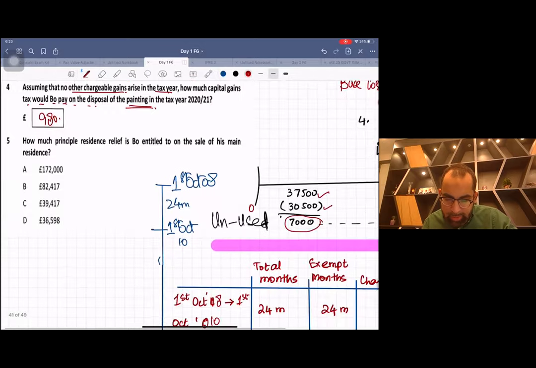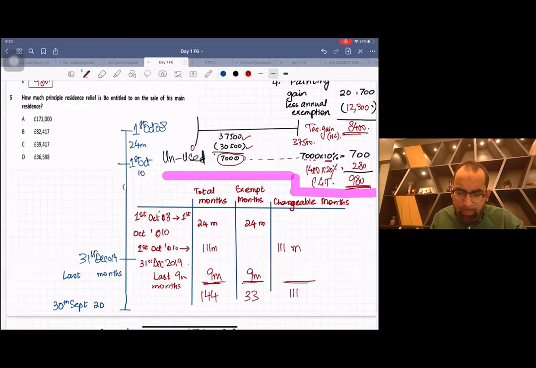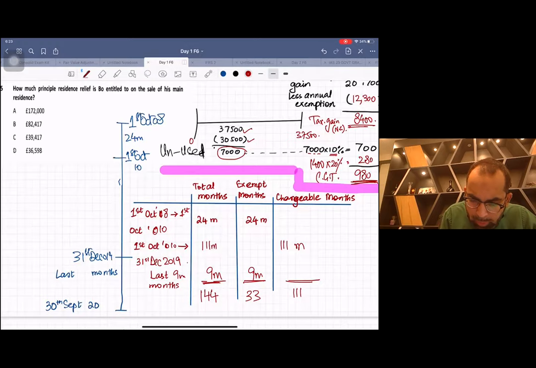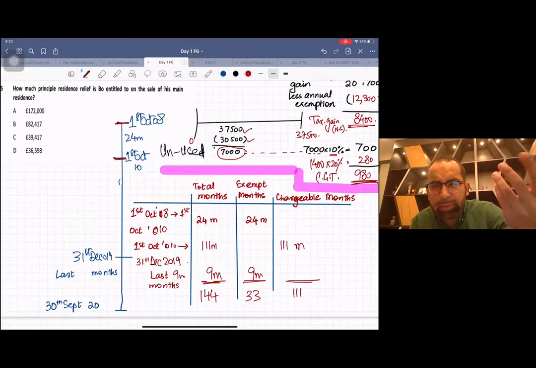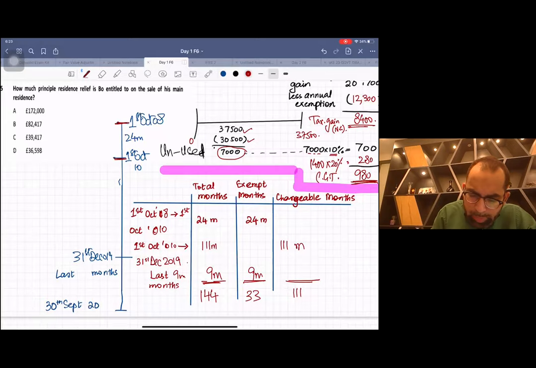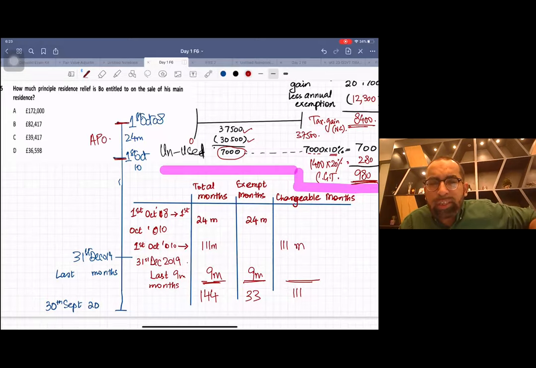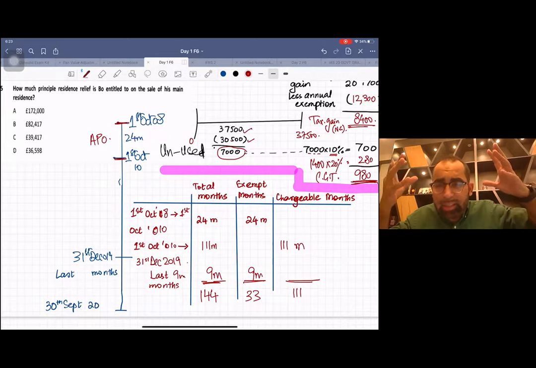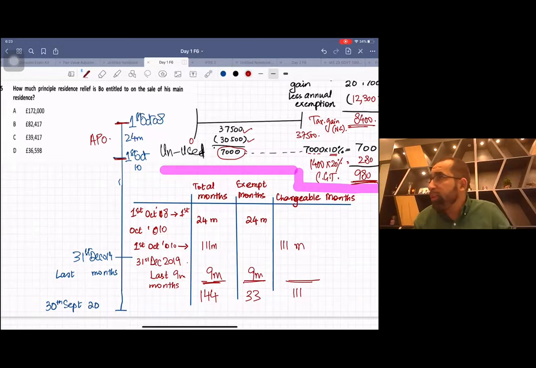Now let's make the sketch. It's very easy. From 1st October 2008 to 30th September 2010, the first 24 months, this is APO, actual period of occupation. As you bought the house for residence purposes and you are living in it, it's exempt. So you will put this first 24 months as exempt.